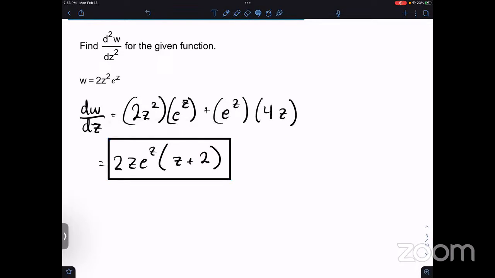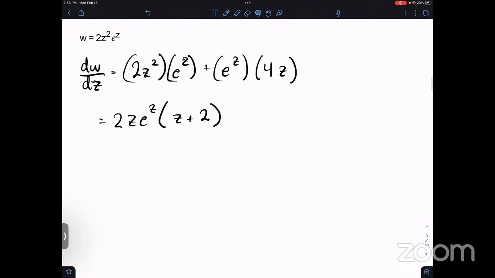Oh wait, no, sorry. That's just the first derivative. First times the second, that's a lot. Let me see, which is easier? We could do that twice, but that's going to be even worse. First times the second plus the second. This is a little bit weird. Let's take the derivative of the derivative, so let's find the second derivative of w with respect to z.